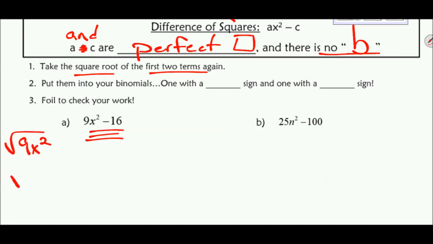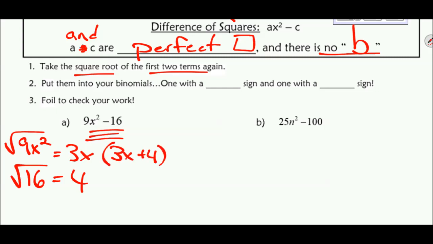Square root of 9x squared and the square root of 16. Yep, what's that? And Jason, keep going. What's that? Yep. The only difference between this is that it's not the same thing twice. You're going to use 3x plus 4 and 3x minus 4. Yep, good.